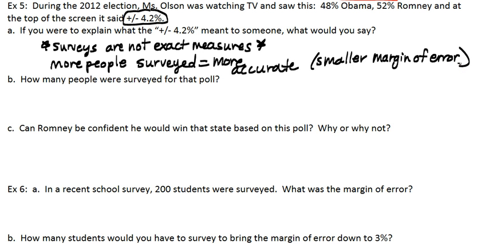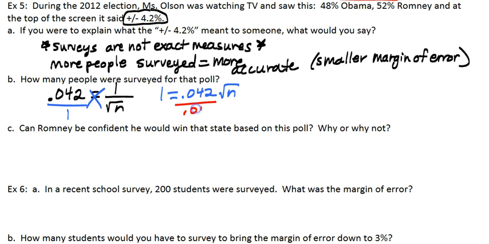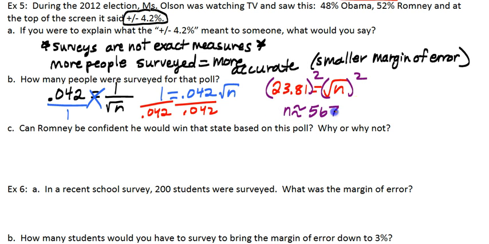Alright, how many people were surveyed for the poll? So again, I'm going to take my 0.042, converted to a decimal. I am going to pretend like 0.042 is over 1, and I'm going to cross multiply. So I have 1 equals 0.042 times the square root of n. I'm going to divide by 0.042, and I get approximately 23.81. That's rounded. Leave the real number in your calculator when you square it. And I get approximately 567 people.